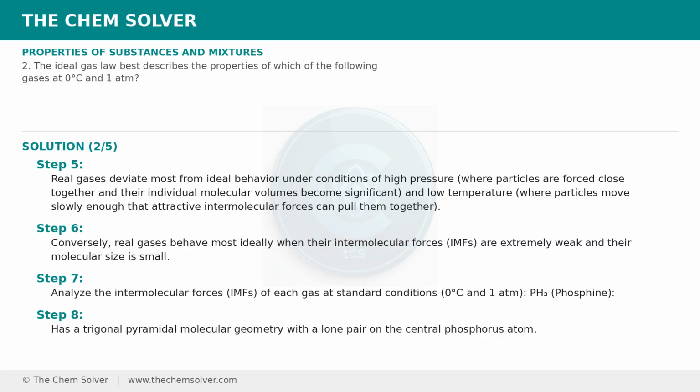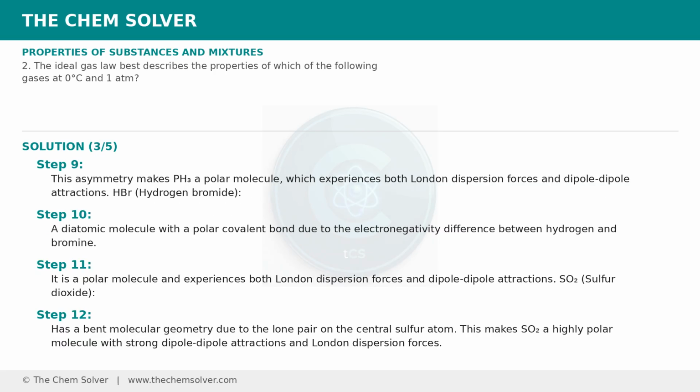small. Analyze the intermolecular forces, IMFs, of each gas at standard conditions, 0 degrees Celsius and 1 atmosphere. PH3, phosphine, has a trigonal pyramidal molecular geometry with a lone pair on the central phosphorus atom. This asymmetry makes PH3 a polar molecule, which experiences both London dispersion forces and dipole-dipole attractions.